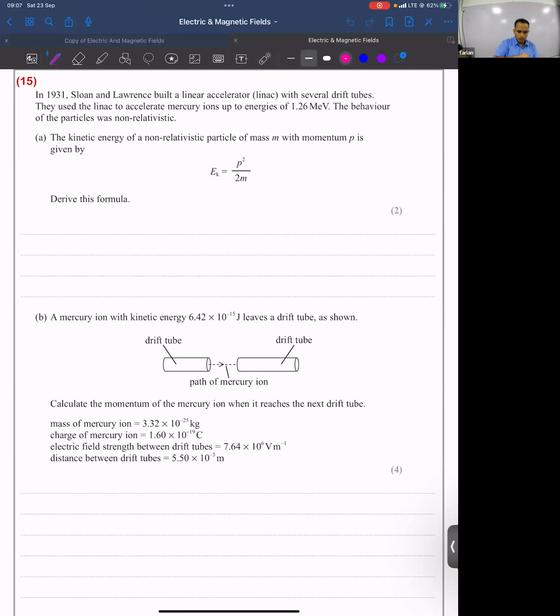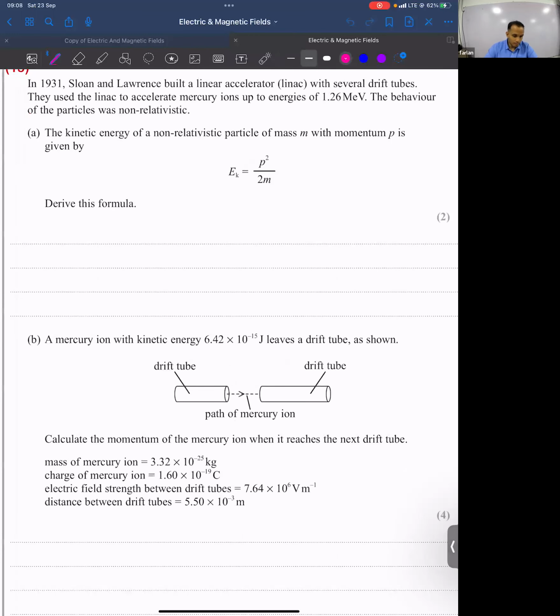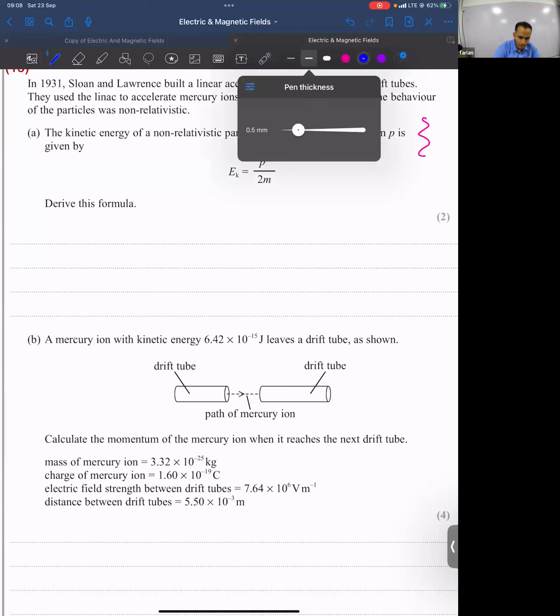Okay, the behavior of the particles was non-relativistic. Still, we haven't done particle accelerators, but this question can be done even without that. The kinetic energy of a non-relativistic particle of mass m with momentum p is given by the equation E equals p square over 2m. Derive this formula. So guys, this is the relationship between the kinetic energy and the momentum.